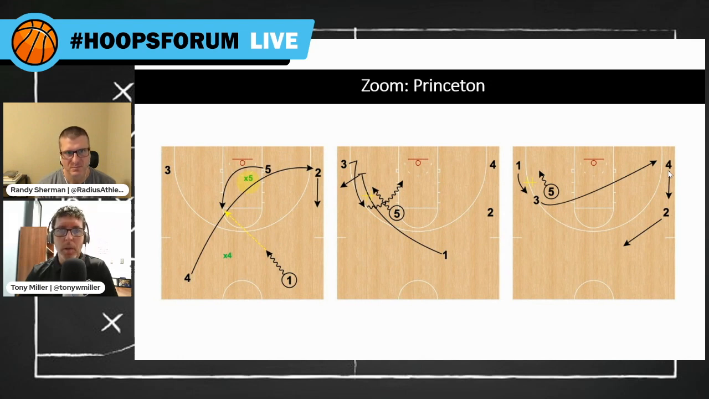That frame three, one can come back and now receive a handoff. Or you could even keep it and turn around and Barkley and then play out of that as well.